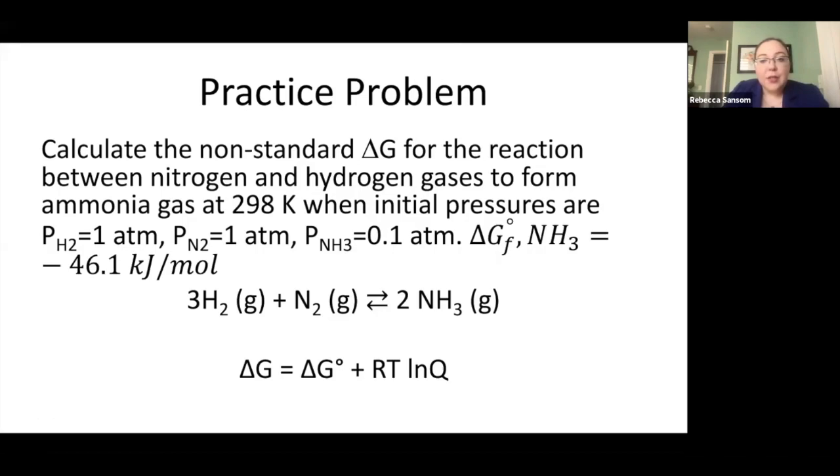In order to do this, we're going to need to find the delta G naught, the standard delta G, given this information about NH3, our delta G naught of formation. And then we're going to be using this equation down at the bottom. So we're looking for our non-standard delta G. We're going to calculate the delta G naught given our information about NH3. And then we're also going to need to calculate Q in order to substitute that in. So I'm just going to transfer this over to the whiteboard.